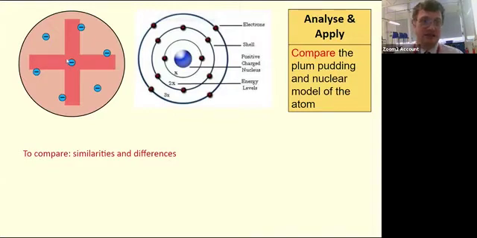So some of the similarities here, they're both containing negatively charged electrons. They've both got a positive element, but the difference is here the positive element is concentrated in the nucleus, which is very small, whereas here the positive part of the atom is taking up most of the space of the atom. So just be aware of those compare style questions.